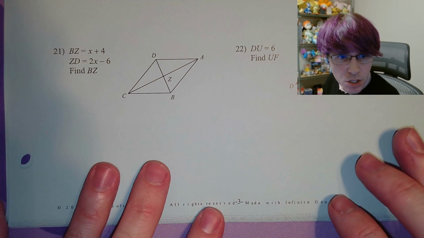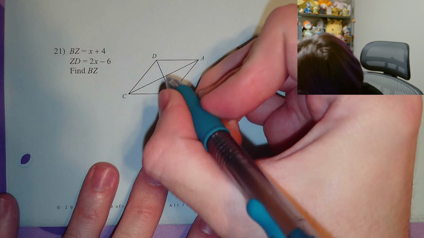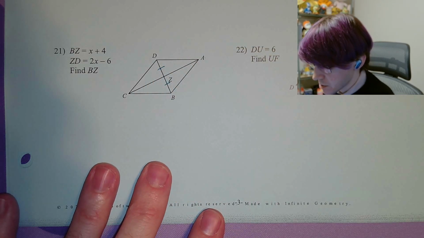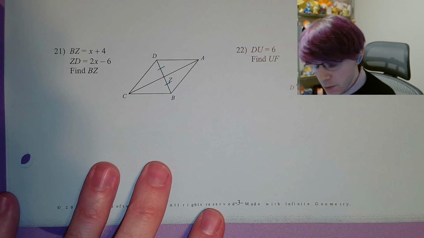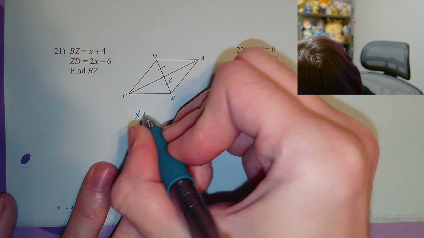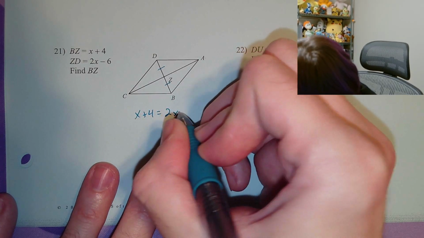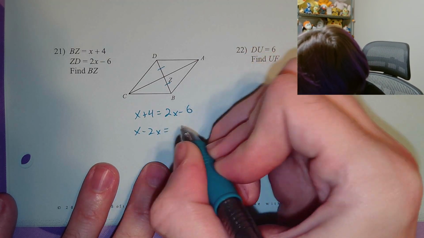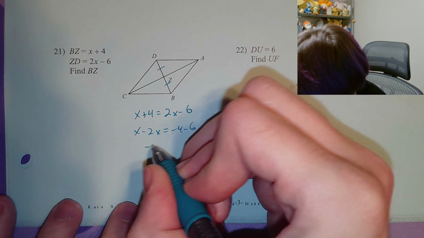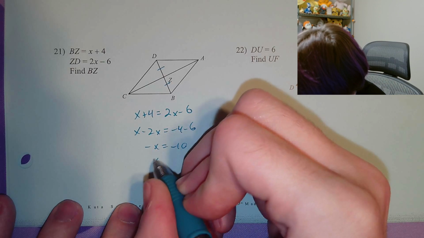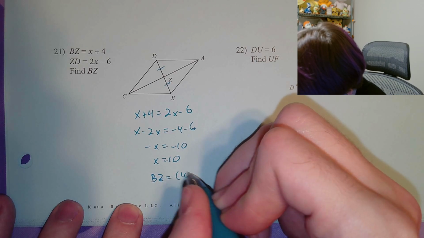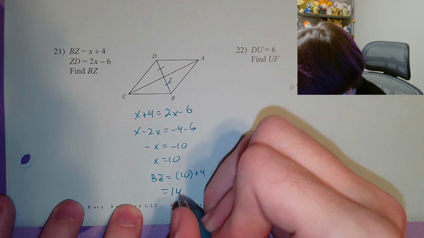Moving on to question number 21. We're told that BZ here is x plus 4 and ZD there is 2x minus 6, but it's a parallelogram, so those two things are equal to each other. Doing our little switcheroo action we've been doing all year long. And finally, it tells you to plug it into BZ, and you're going to get 10 plus 4, and that's going to give you 14.